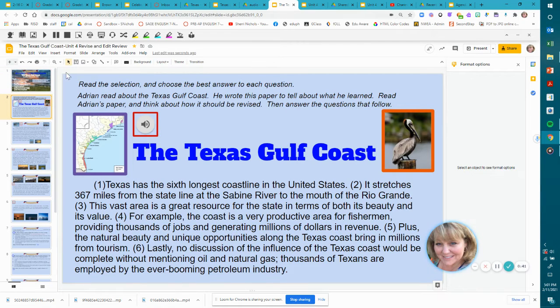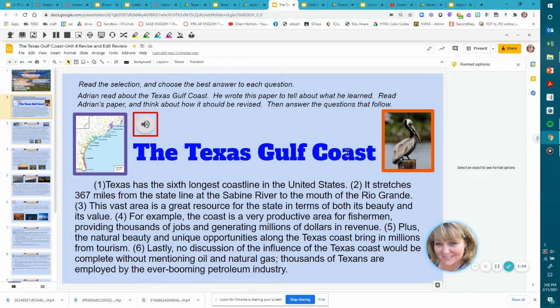So for each of these, you're going to read the selection and choose the best answer for each question. When you see a revise and edit passage like this, always read the setup for it. It's important. On this particular one, it says Adrian read about the Texas Gulf Coast. He wrote this paper to tell about what he learned. Read Adrian's paper and think about how it should be revised, then answer the questions that follow.